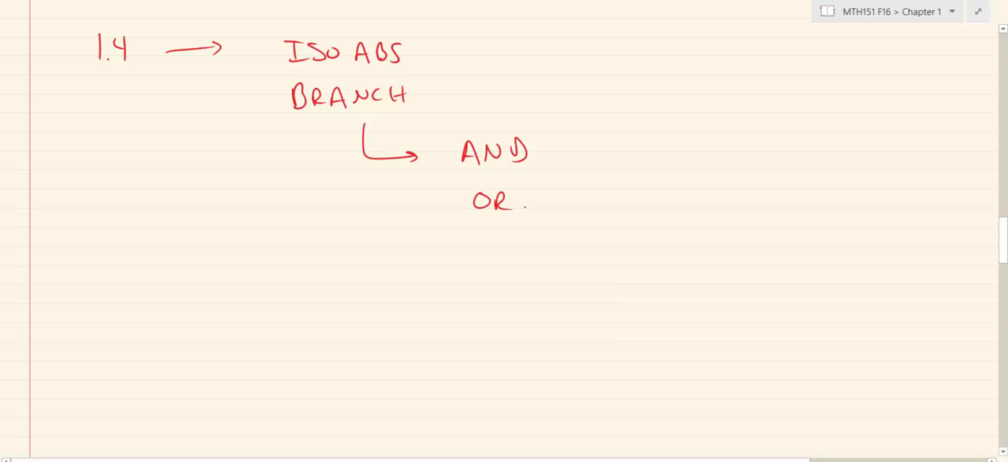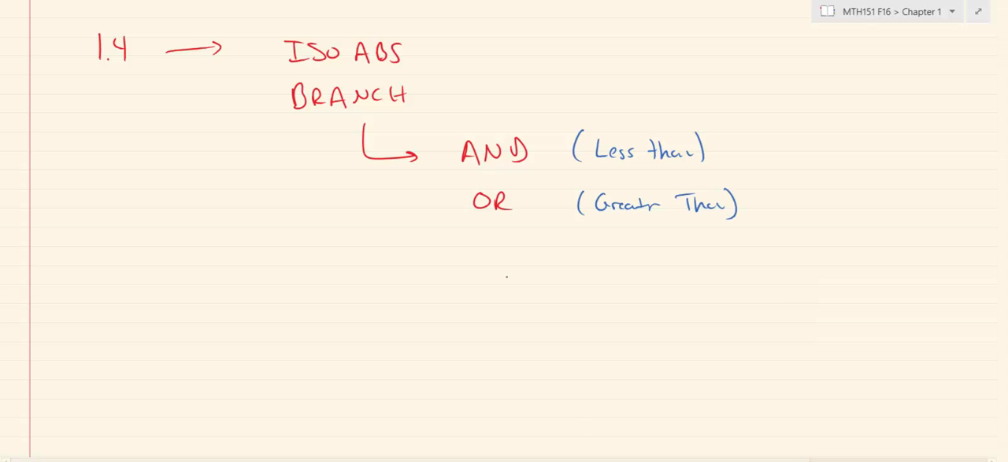So in summary, for section 1.4, the first thing you have to do is isolate the absolute value and then branch. Once you've done that, you have to figure out, is it an AND situation or an OR situation? Remember, the AND situation is when you have less than, and the OR situation is when you have greater than. Once you have this identified, you write your solution in interval notation. And that's all for section 1.4.